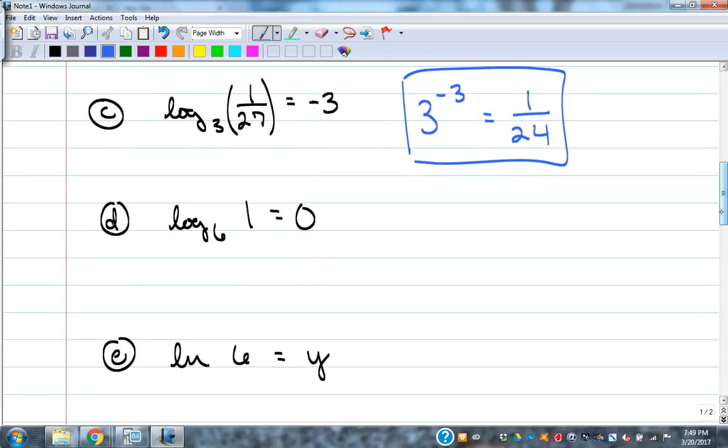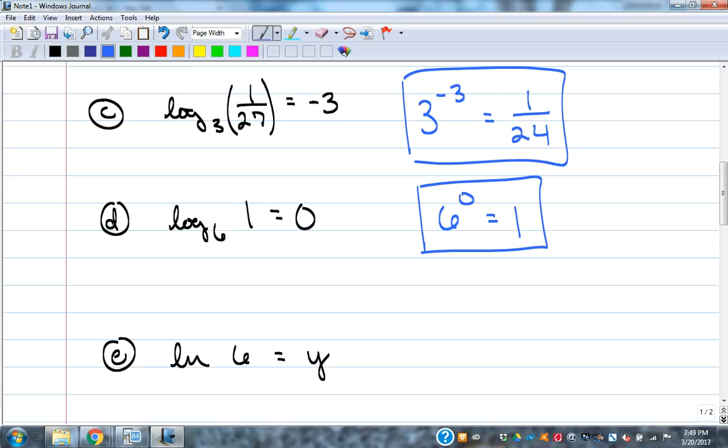Example D. What's the base? 6, because it's log base 6 of 1 is equal to 0. So 0 is the exponent, 1 is what it's equal to. 6 to the 0 power equals 1. Every one of these that you swap should be a true statement. You'd be able to calculate and determine if that's true or not. 6 to the 0 power is 1.